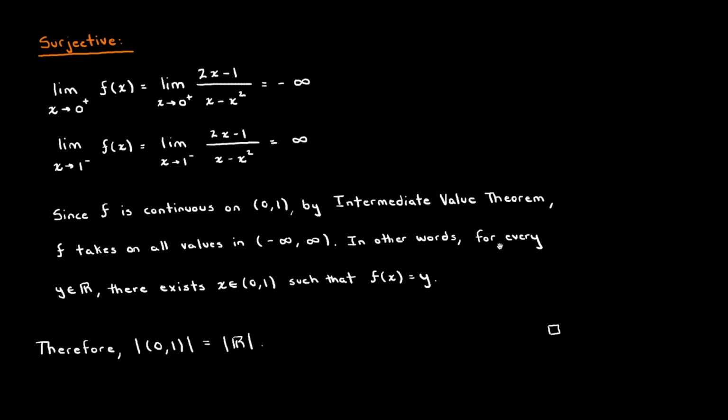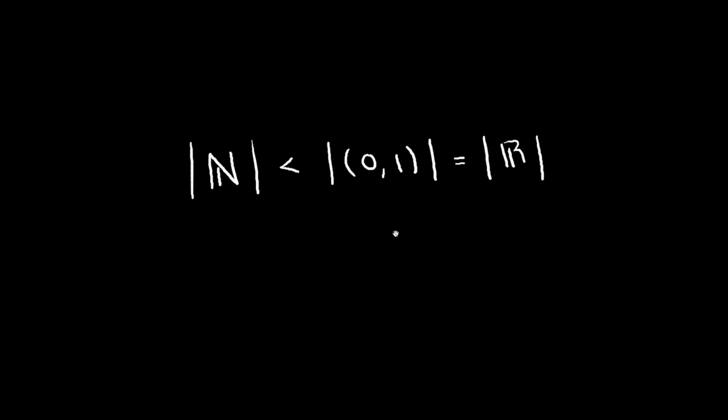In other words, for every real number y, there exists some input x from 0 to 1 that maps onto y. And so this shows that f is surjective. So this actually does indeed show that f is a bijection. And so therefore we conclude that the cardinality of the open interval from 0 to 1 is equal to the cardinality of the set of real numbers. And since the open interval from 0 to 1 is uncountable, we conclude that the set of real numbers is also uncountable. This brings us to the end of this video.